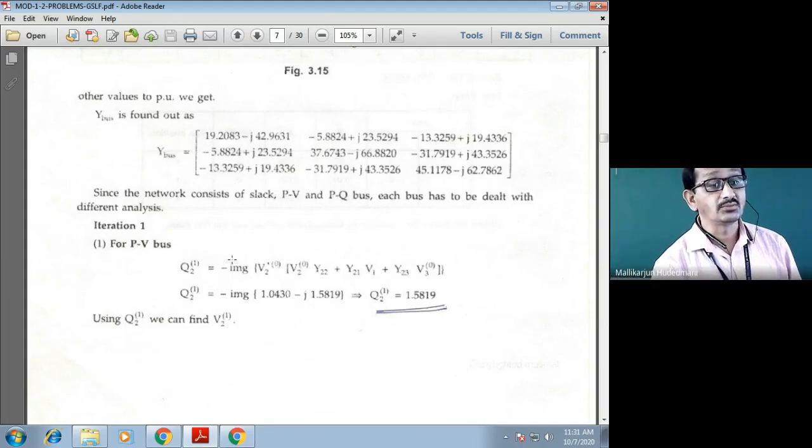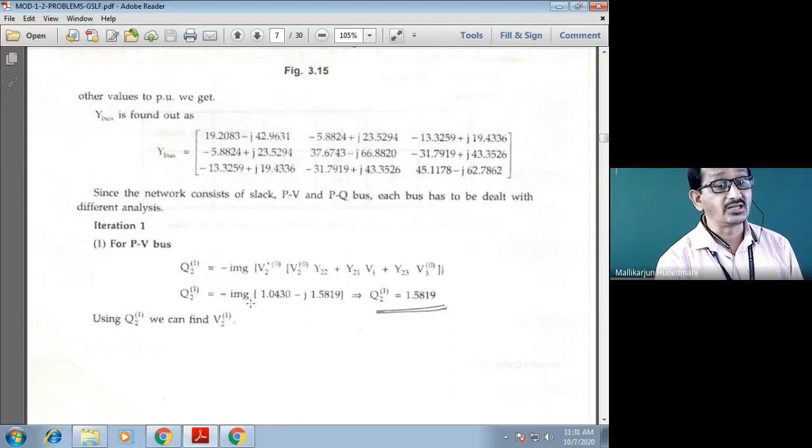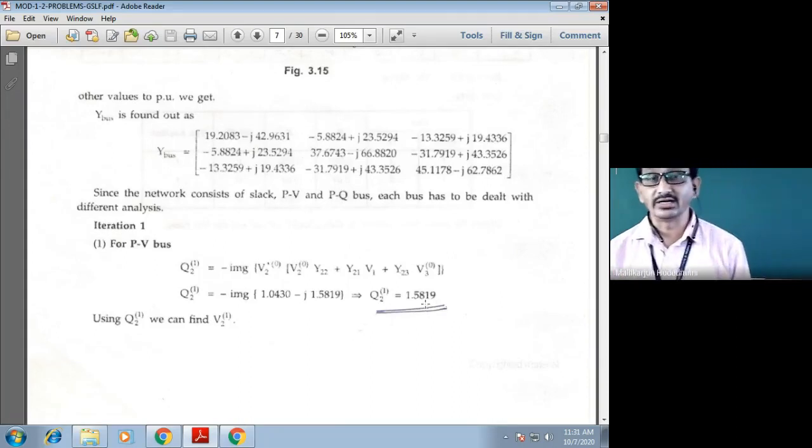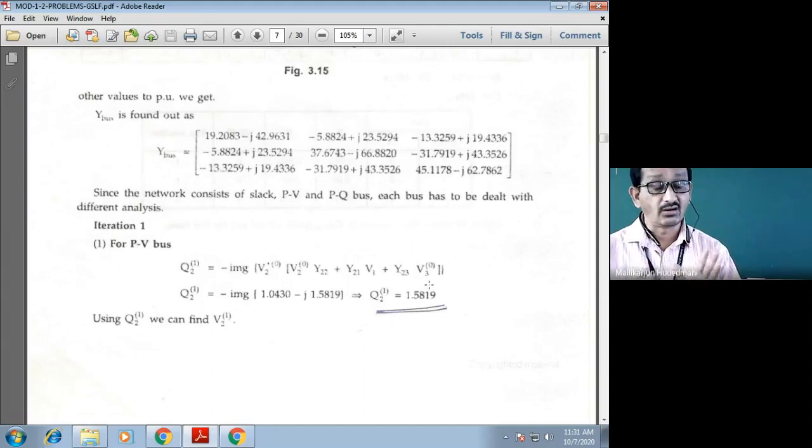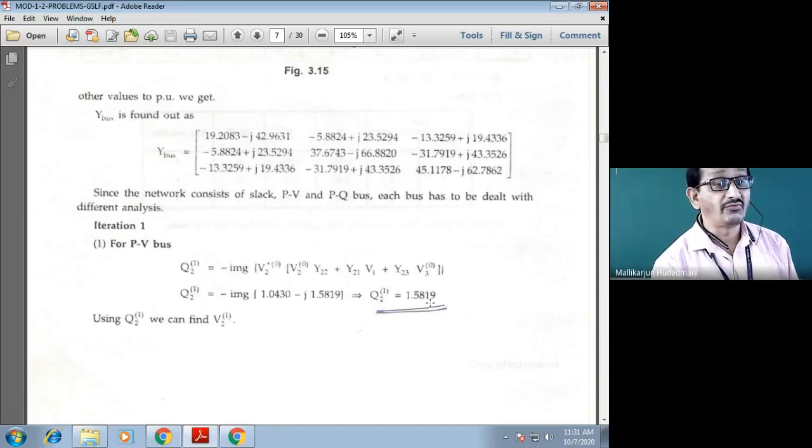So, at the end of substitution of respective values and admittances, the value turns out to be rectangular like this, 1.0430 minus J 1.5819. Of this, the minus imaginary part is of my interest, which is 1.5819. It is picked out as my Q calculated at bus 2. This is how you must apply the fundamental concept carefully. So 1.5819 is the computed value of reactive power at bus 2.